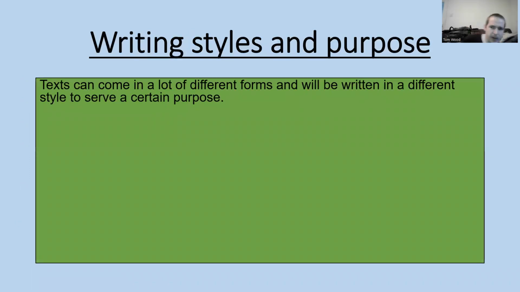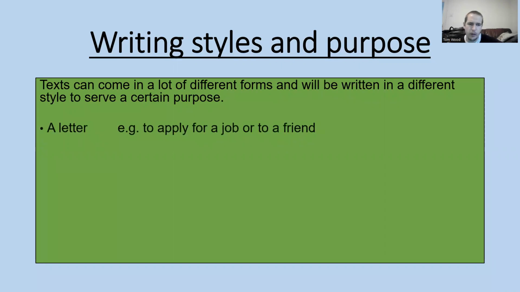Okay, so text can come in a lot of different forms and they will be written in different styles to serve certain purposes. So again, this is really when we're looking at our actual writing assessment, this is what we need to factor in. You know, we might be writing a letter, so it could be to apply for a job or it could be to a friend. And again, that will change the tone. So that will determine if it's informal or formal. But it's the fact that the structure will be a letter, which is important there, because we will have to use that structure when we are doing our writing task, which we will look at in a later presentation.